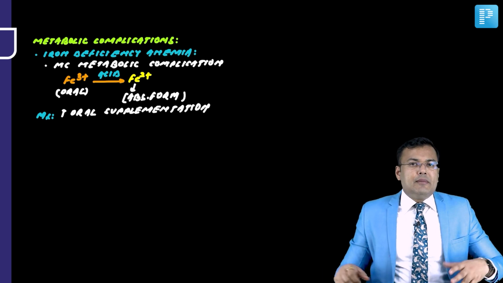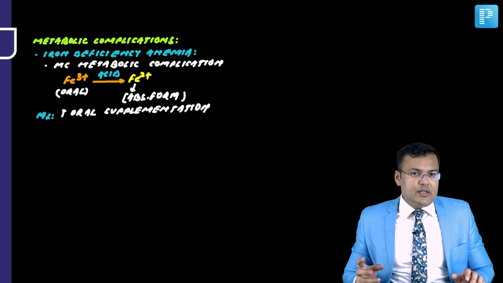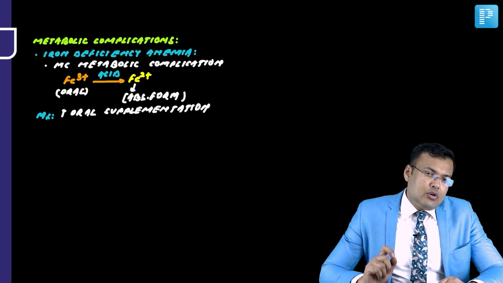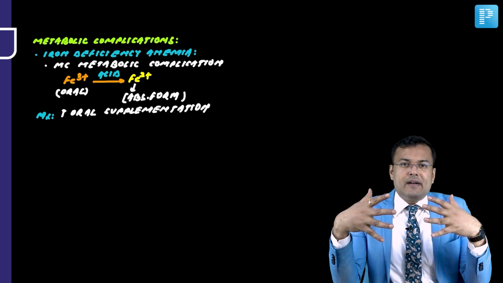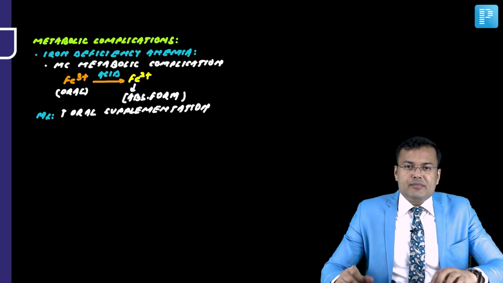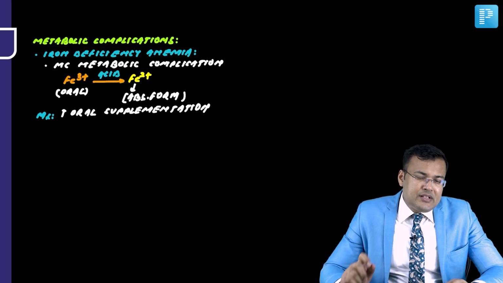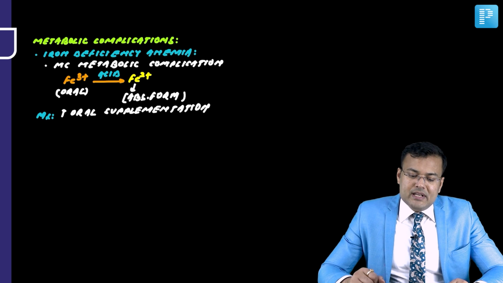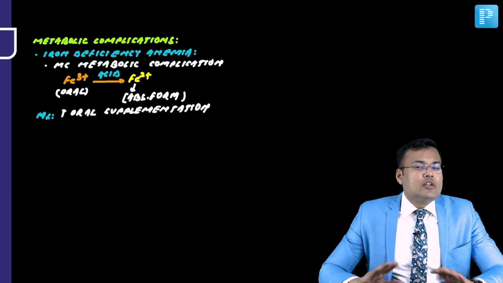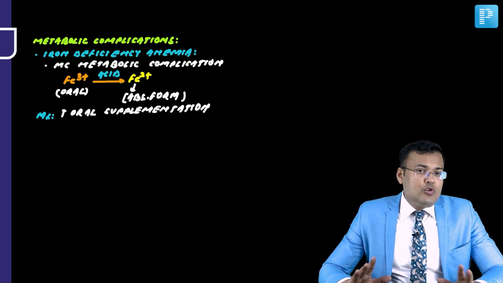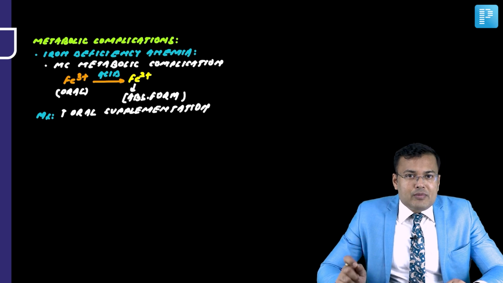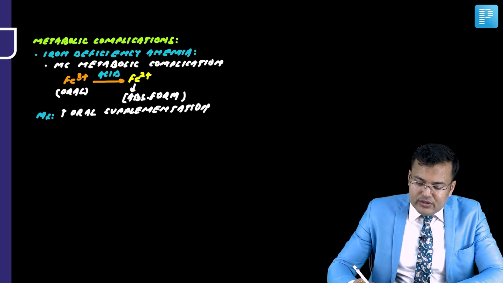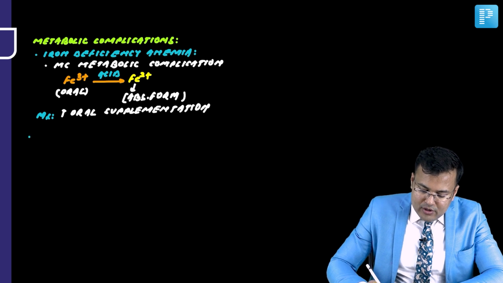Now there is a second complication. When more than 50% of the stomach is removed, there is deficiency of intrinsic factor. What's the role of intrinsic factor? It helps in B12 absorption from the terminal ileum. So if there is deficiency of intrinsic factor, patients will develop megaloblastic anemia. Not all gastrectomy patients develop it, only when more than 50% of the stomach is removed.